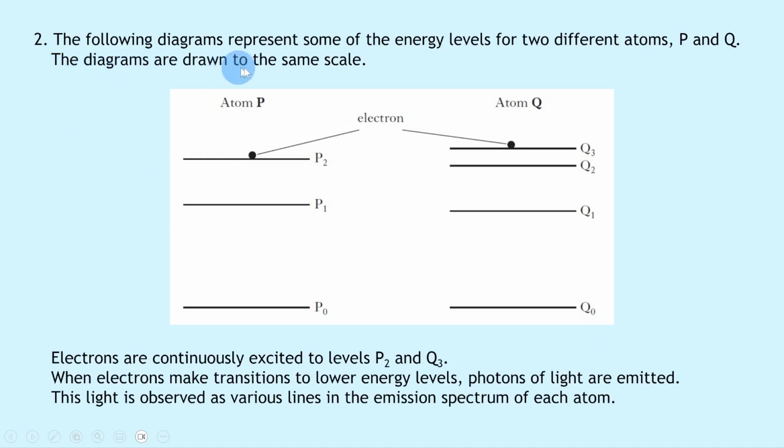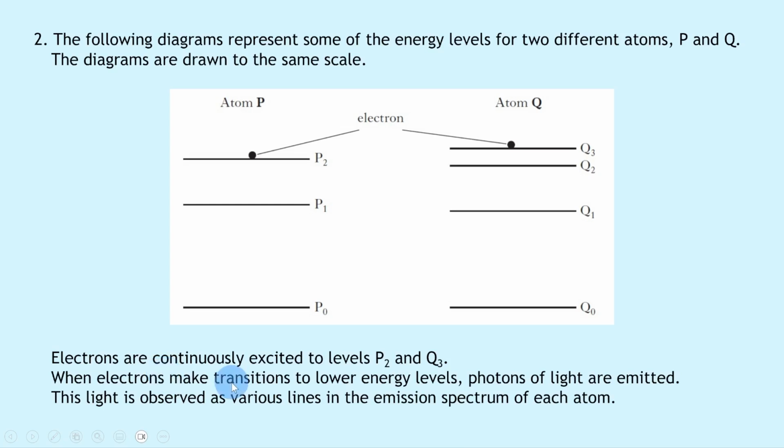Question 2 says the following diagrams represent some of the energy levels for 2 different atoms P and Q. The diagrams are drawn to the same scale. So there's the energy levels for atom P, and they're labelled P2, P1 and P0. And then we've got the energy levels for atom Q, and they're labelled Q3, Q2, Q1 and Q0. So we've got one more energy level in atom Q than we do in atom P, and the picture shows electrons at the top energy levels.